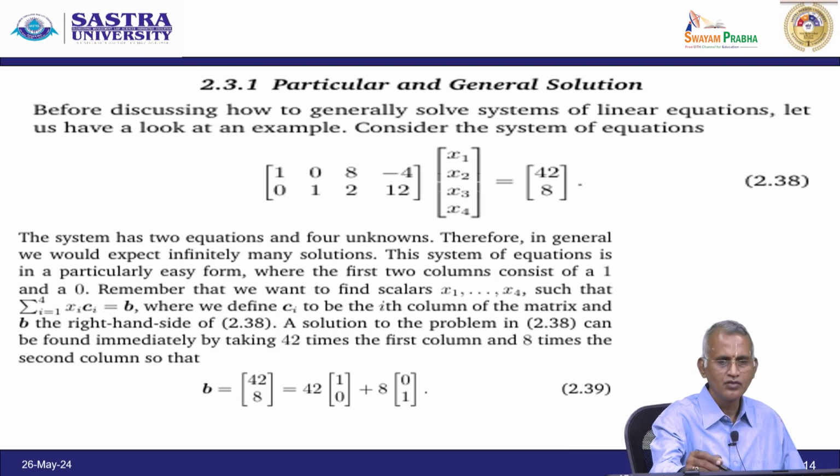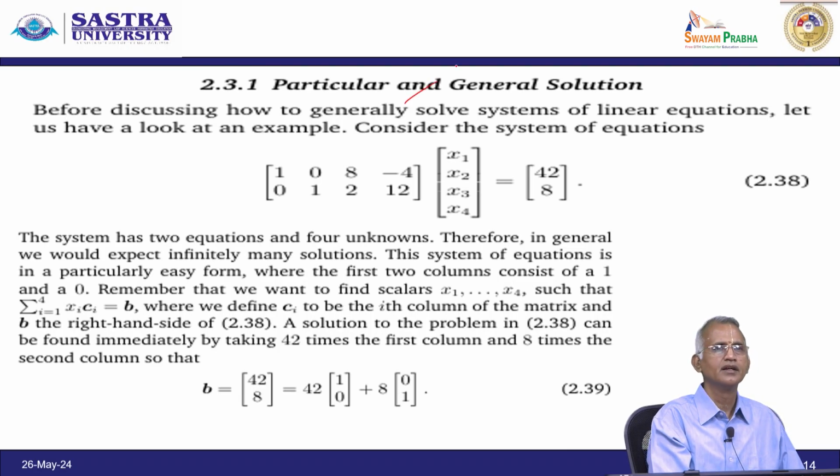Before discussing how to generally solve a system of linear equations, let us have a look at an example. Consider the system of equations with 2 rows and 4 columns, multiplied with x1, x2, x3, x4, that is 4 unknown variables and 2 equations, and we have 42, 8 as the right hand side. The system has 2 equations and 4 unknowns. So, in general we would expect infinitely many solutions. This system of equations is in a particularly easy form, where the first 2 columns consist of a 1 and 0.